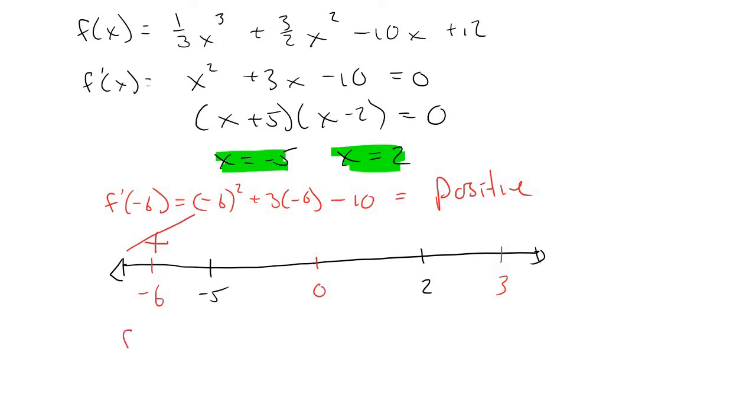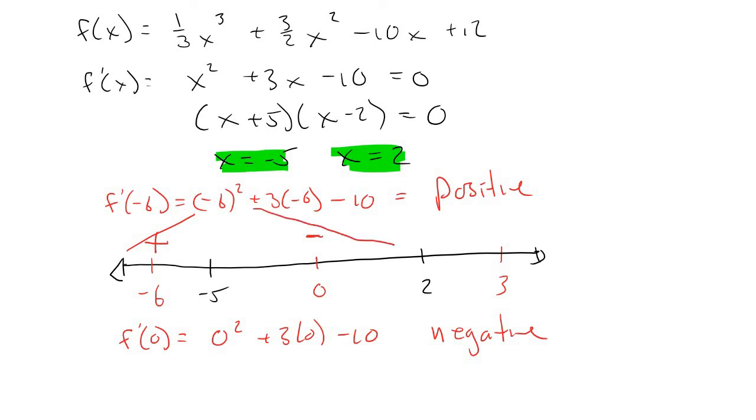At 0, the first derivative is 0 squared plus 3 times 0 minus 10. That's going to be negative at that point. So we have a negative derivative, negative tangent line slope, so it's decreasing. And then from 2 to 3, at 3, we have 3 squared plus 3 times 3 minus 10. So 9, 18 minus 10. Again, that's going to be positive. And so we have an increasing tangent line.